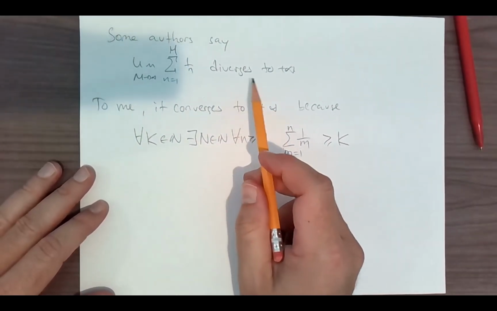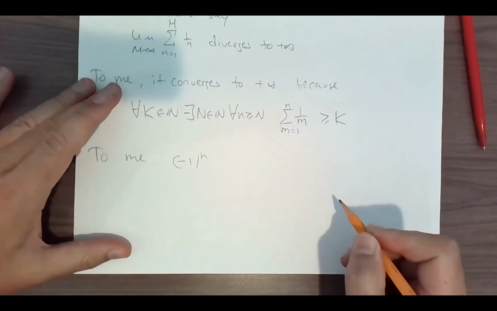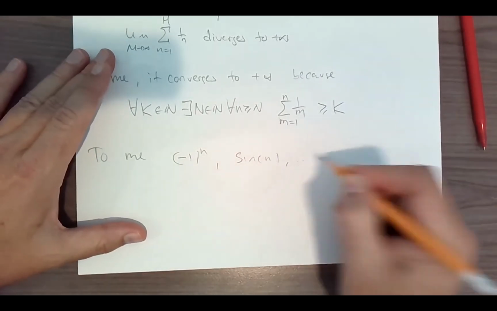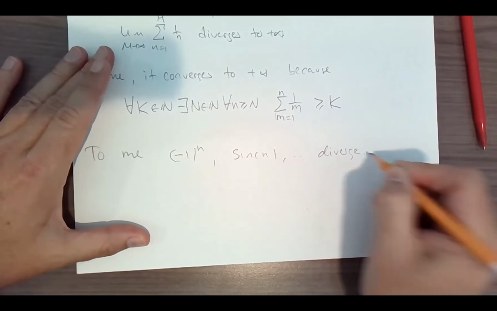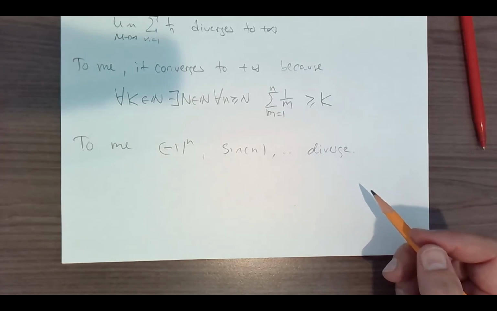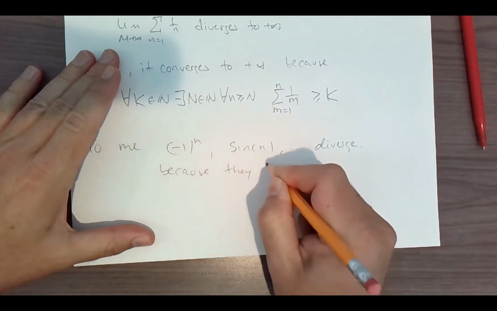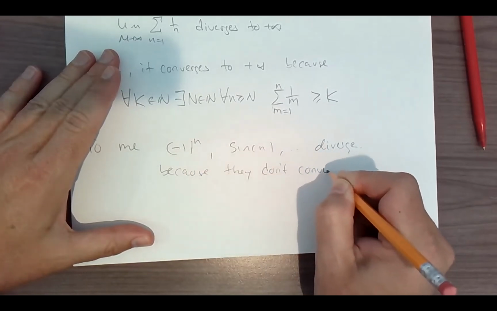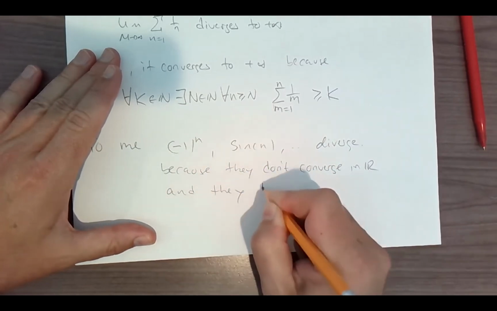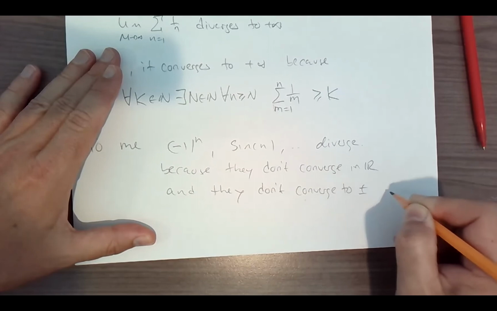So I will not say that. To me, (-1)^n diverges, and stuff like this, sine n, they diverge. They don't have limits in R, and they do not converge to plus or minus infinity either.